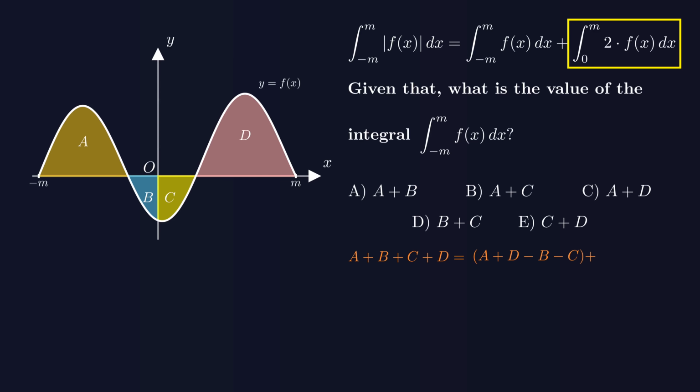It's the integral from 0 to m of 2 times f of x. Since 2 is a constant, we can take it out of the integral. So this expression becomes 2 times (D minus C), which is simply minus 2C plus 2D.